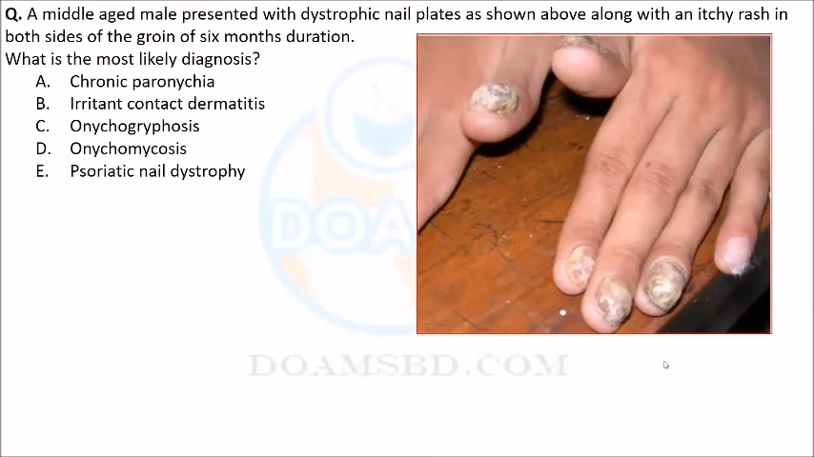Yes, anyone? Psoriatic nail. You are thinking psoriatic. Could it be other than psoriasis, doctor? Anyone? Onychomycosis. So who said psoriasis? What is your logic? Why are you not telling this is onychomycosis?